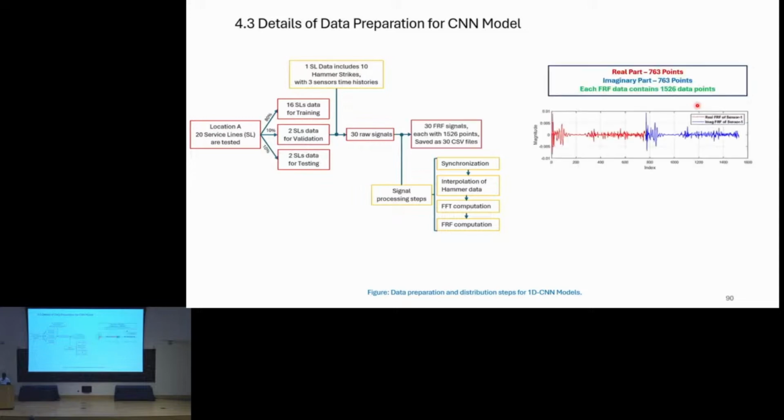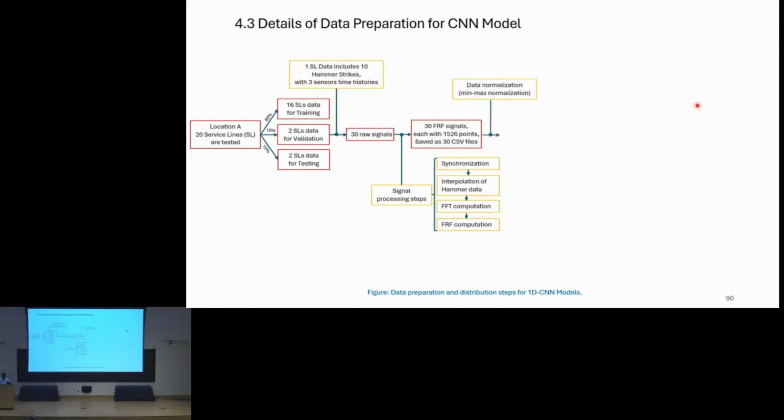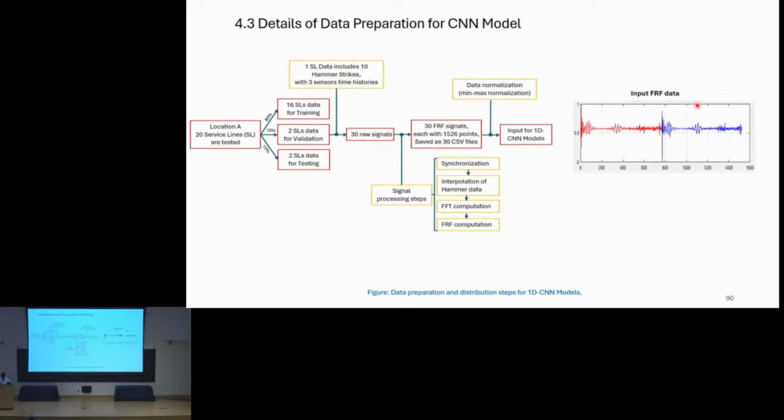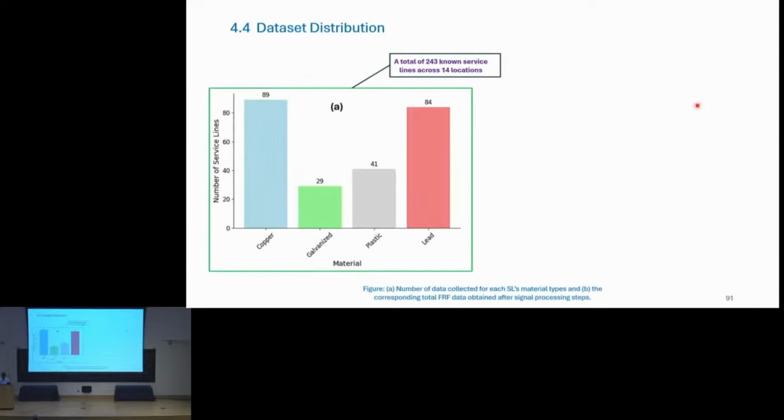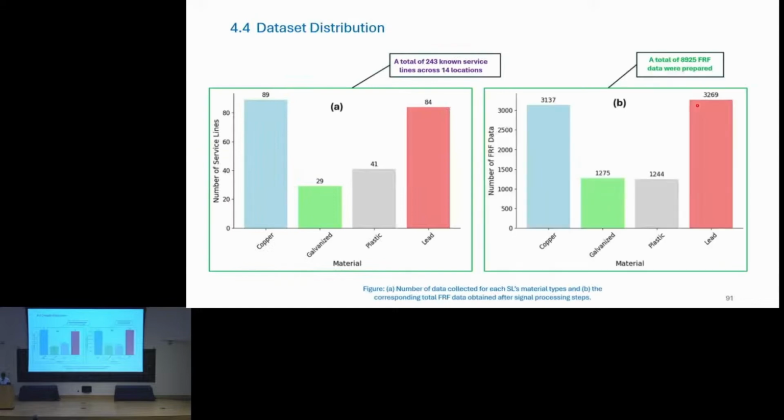We got 30 FRF signals, each with 1,526 data points. And then we applied min-max normalization to normalize our data between 0 and 1, and we fed that into our 1D-CNN model. Now, these are our data, a total of 243 service lines. After all the signal processing steps, we got nearly 8,925 FRF data. And we combined copper, galvanized, and plastic into a not-lead group, and lead as a lead group.